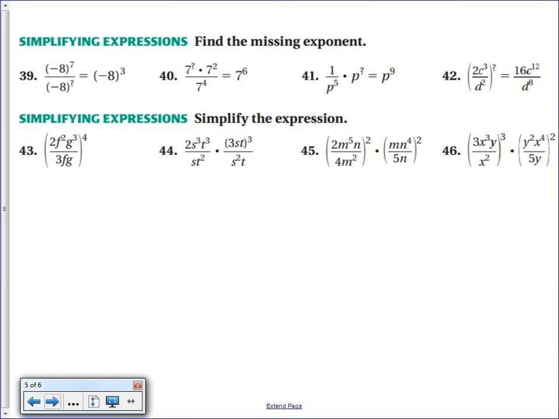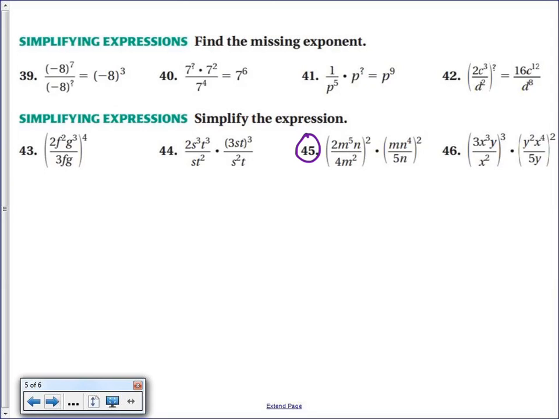All right, here's another example of using our properties of exponents. I'm taking a look here at number 45. Okay, so that's where I'm focusing my attention. I know there's a lot of other great problems on there, but we're going to look at number 45. All right, so let's look at this first parenthesis here.